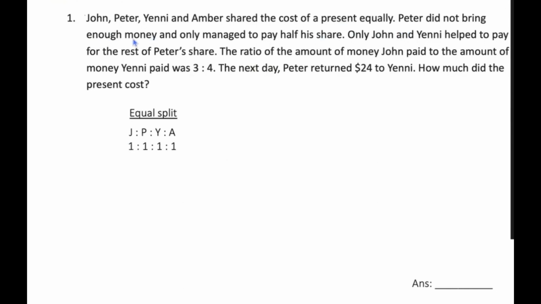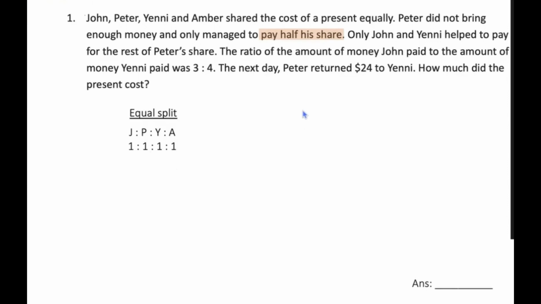Now, Peter did not bring enough money and only managed to pay half his share. So this is what they're supposed to do, right? This ratio shown here is what they're supposed to pay. But in actual fact, Peter only paid half his share. Right? And John and Yenny helped to pay the rest of Peter's share. Okay, so look here. Peter's supposed to pay this, right? He only paid half of this. The other half is paid by John and Yenny.